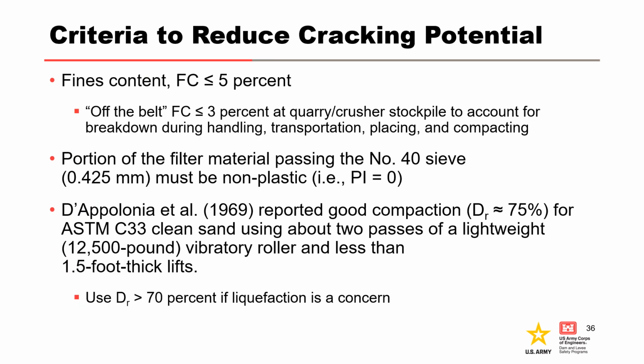Typical criteria to reduce cracking potential include limiting the fines content, the plasticity of the fines, and the compaction effort. To limit the in-place fines content to 5%, it's often necessary to limit the off-the-belt fines content to 3% at the quarry or crusher stockpile to account for breakdown during handling, transportation, placing, and compacting.